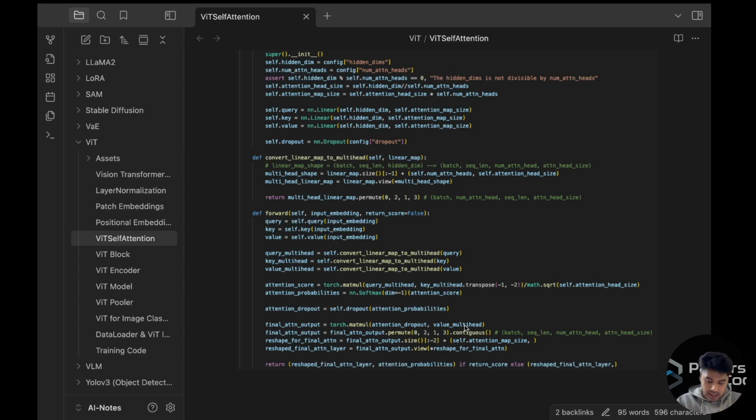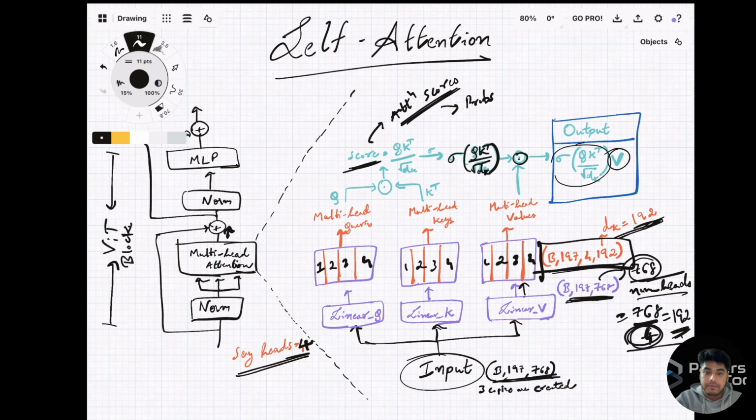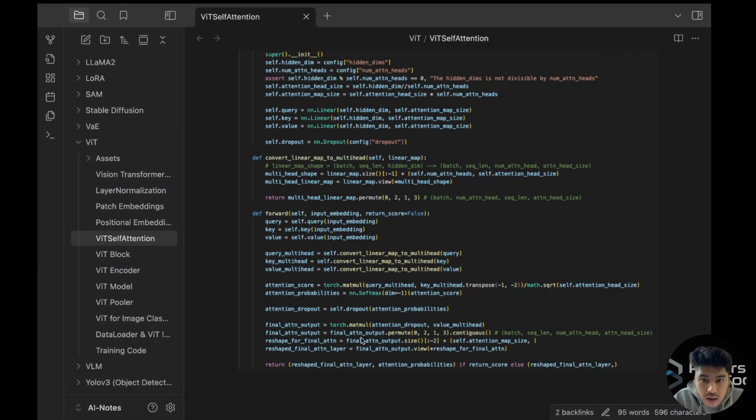So that is the last part of this, where this entire thing gets multiplied with V, and final attention output is final attention output dot permute of 0, 2, 1, 3, where essentially we are just converting it back. This permute which we did after converting it to multi-heads, we are just doing it back so that we can get back to the old dimension. Dot contiguous. So what is dot contiguous?